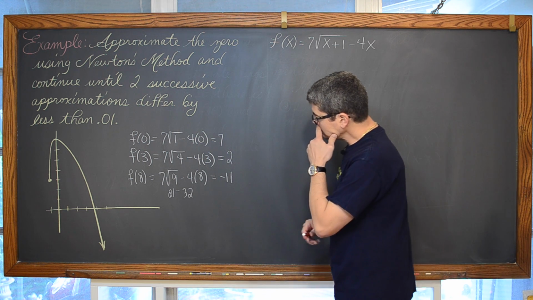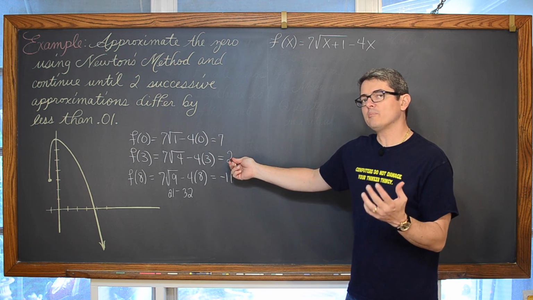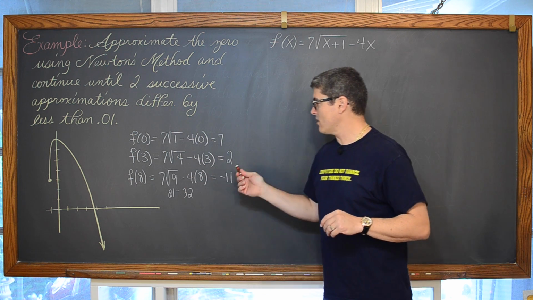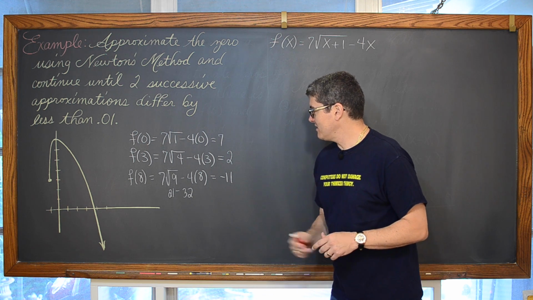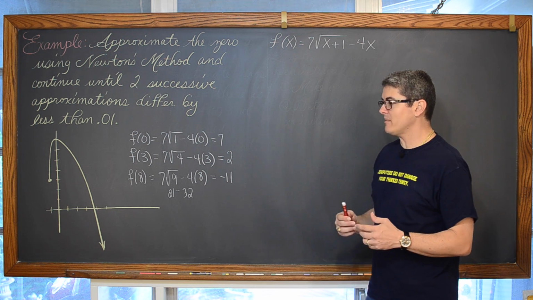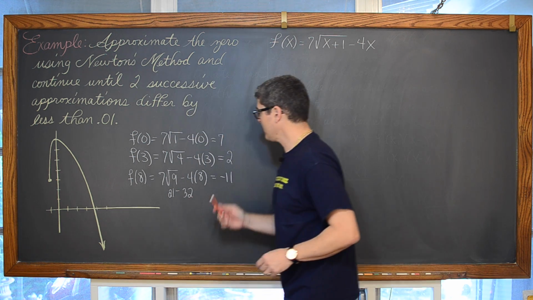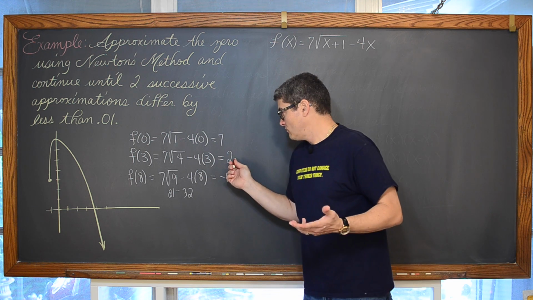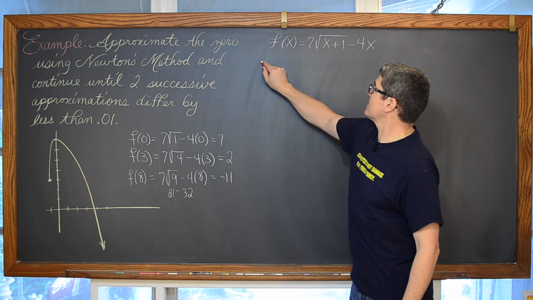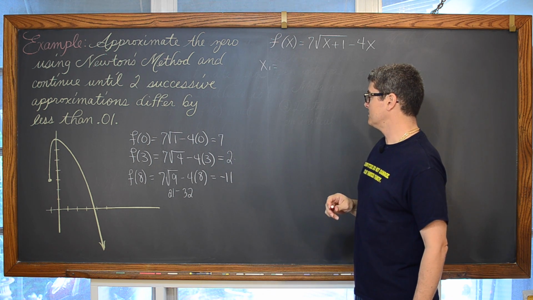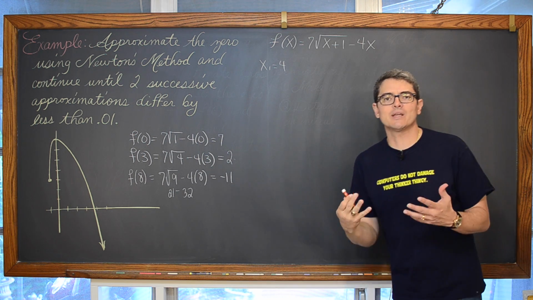Now, at f of 3, we're still positive, but we're not that far above the x-axis. And at f of 8, we're all the way down to negative 11, unless I've made an arithmetic error somewhere. And we're quite negative. So I'm going to let my initial guess of what this x-intercept is be 4, because we're closer to 0 at 3 than we are at 8. So we're going to let x sub 1 equal 4. Okay, that's my initial guess.